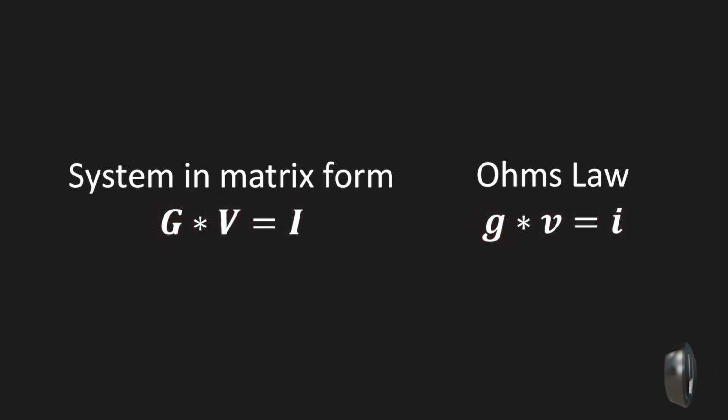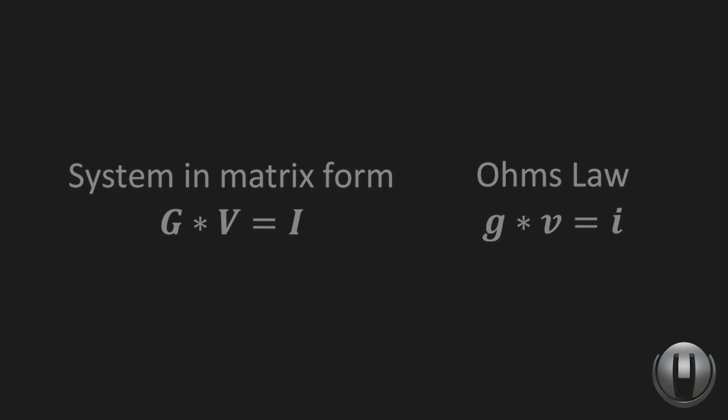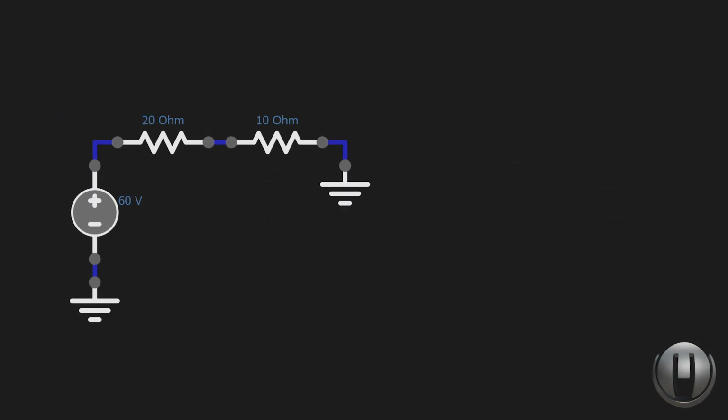Hence, the coefficient matrix G is called the conductance matrix, and the constants column matrix is called the current source column matrix. Also, the unknown column matrix V is the voltages. Now, let's consider a more advanced example.